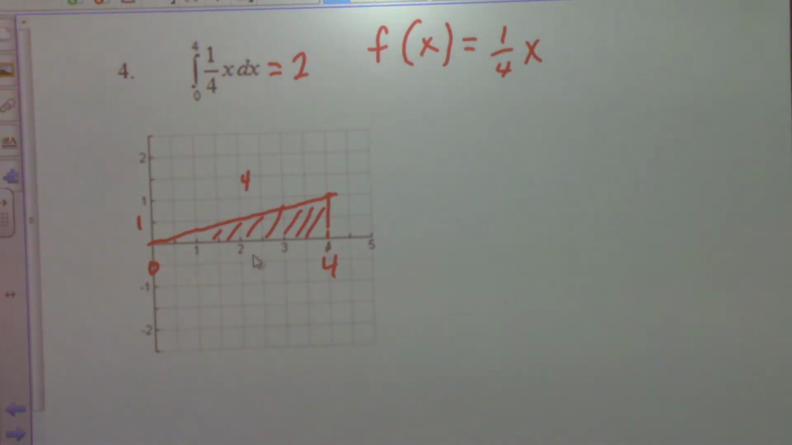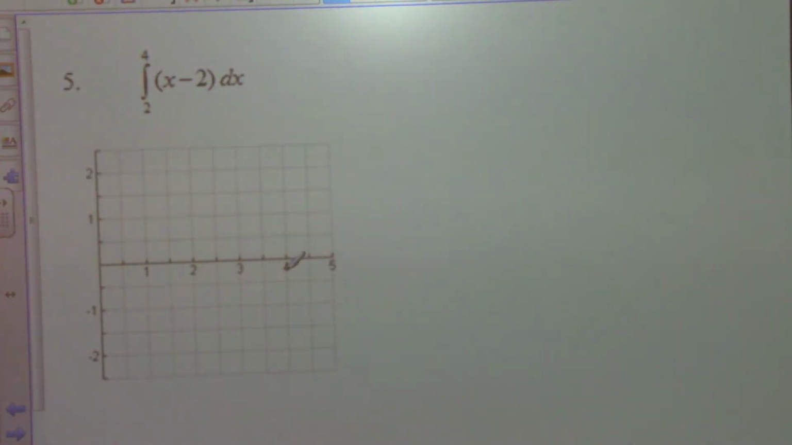And so five, now is this where you said you got stuck, Gavin? Yes, sir. Okay. Here, what is our f of x going to be in this instance? x minus 2, right? So let's go ahead and graph what that looks like. What is going to be our y-intercept here? Negative 2, and what is our slope? 1. So a rise over run.